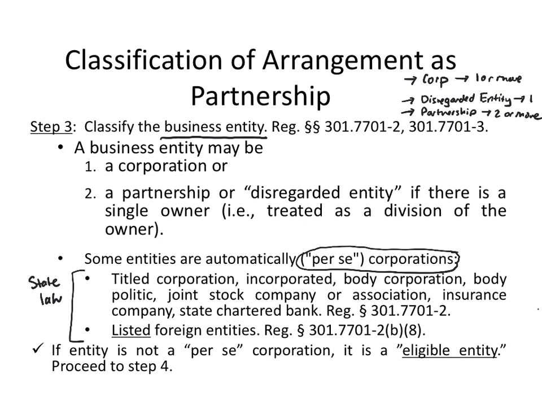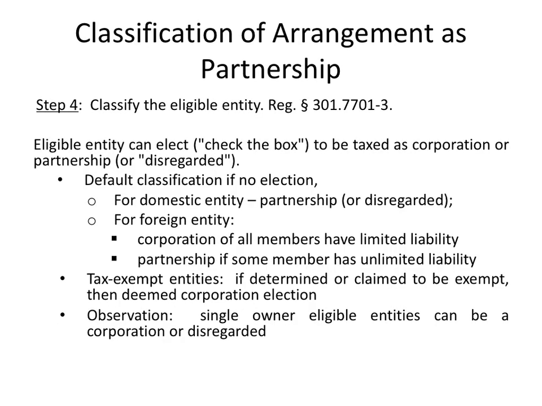If you're not a corporation, you're what's called an eligible entity. And basically what you're going to see in the next slide is that eligible entities have the ability to pretty much choose what they want to be. So eligible entities can pick corporation, disregarded entity, or partnership. Now, the only caveat is, again, if you have one owner, you can't be a partnership. You can only be a corporation or disregarded entity.